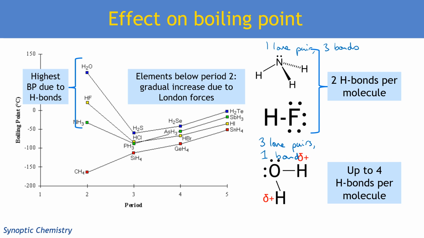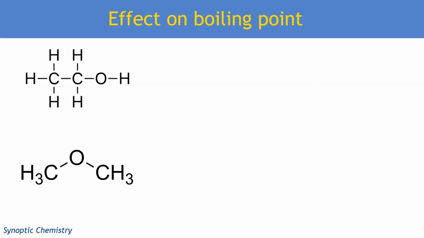HF and NH3 are still gases at room temperature, but water has a boiling point of 100. So clearly that extra ability to hydrogen bond is very, very significant. Let's just talk about other molecules and their effect on boiling point, because we often get questions about hydrogen bonding in organic compounds. So ethanol has a boiling point of 78.5, but the isomer methoxymethane has a boiling point of minus 24.8. So just that one opportunity, one OH group, is making a difference of over 100 degrees.